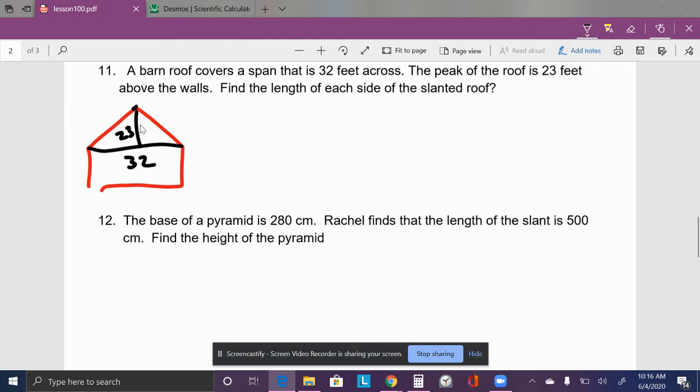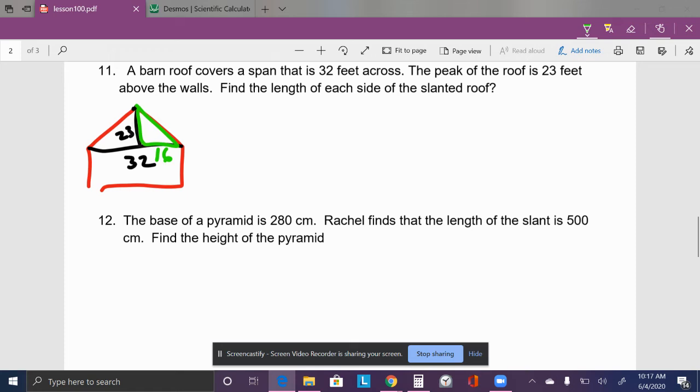Now this one makes two triangles, but we know that on the barn, this side and this side are going to be the same exact thing. They're both going to have this height of 23. What we have to do though, with the whole span of the roof, in order to figure out what this one triangle is, we want to just focus on this one triangle. We have to cut this in half. So half of 32 is 16.